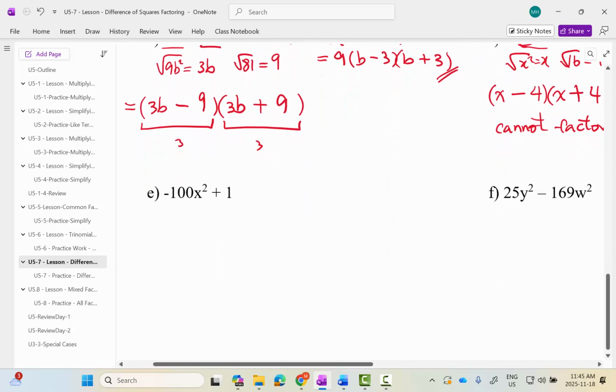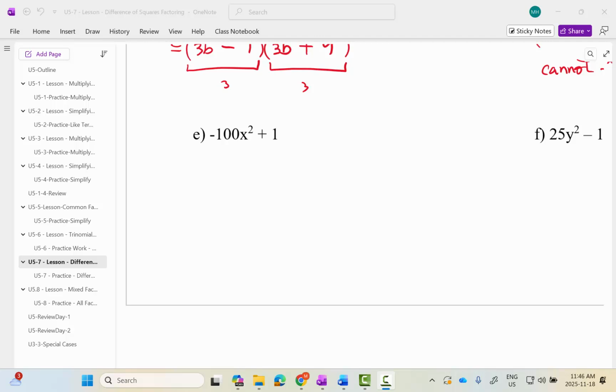Now about E. Is this a difference of squares? All right, so let's take a look at this one. Is this a perfect square? Can we square root 100x squared? Yes. Can we square root 1? Yes. Is one positive and one negative? Yes. So this is a difference of squares.